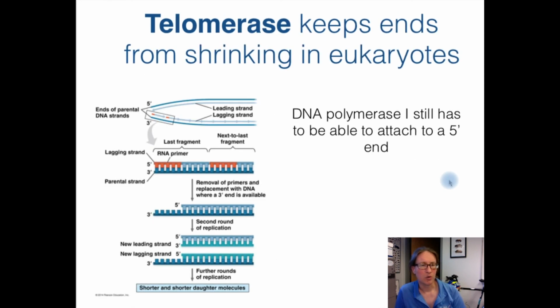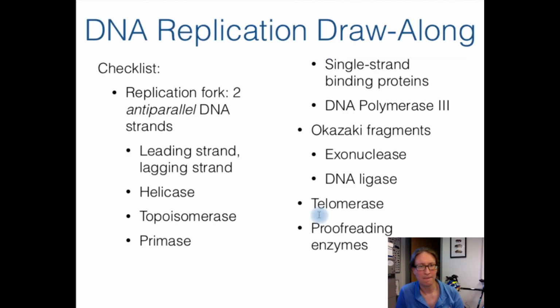I also showed you what happens at the tips of chromosomes with the enzyme telomerase, which adds somewhat random stretches of DNA to the ends to keep those ends from shortening. And that's it for DNA replication.